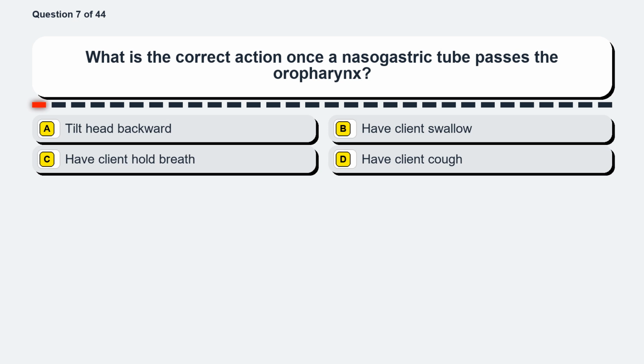Question 7. What is the correct action once a nasogastric tube passes the oropharynx? Option A, tilt head backward. Option B, have client swallow. Option C, have client hold breath. Option D, have client cough.